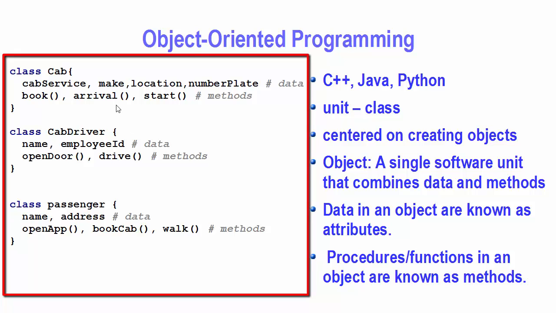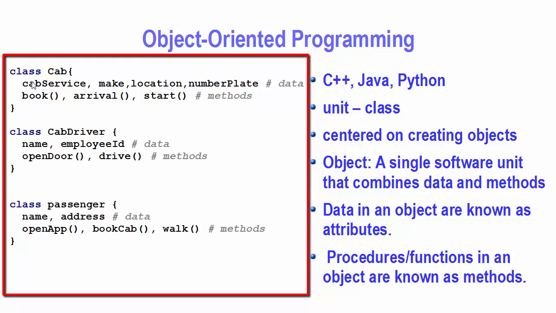So first of all, what is a class? A class refers to a blueprint in which we can have data and methods. For example, for our cab class, what attributes can this cab class have?